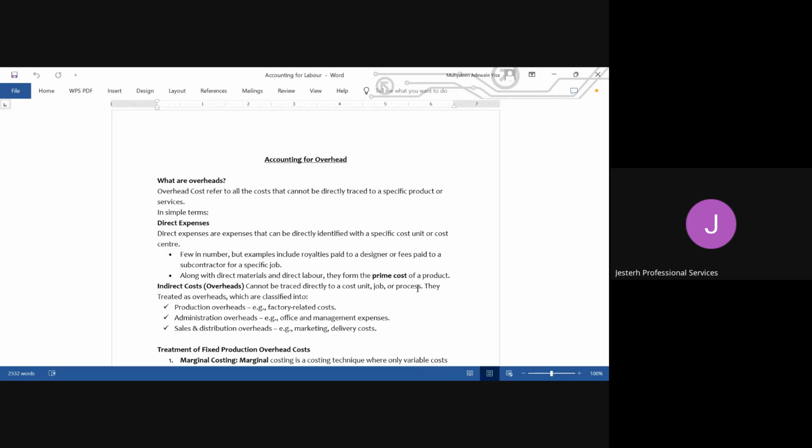But when it comes to overhead, overhead can be so funny to the extent that it will be difficult for an organization to know the approach on how to split it within the level of our activities.